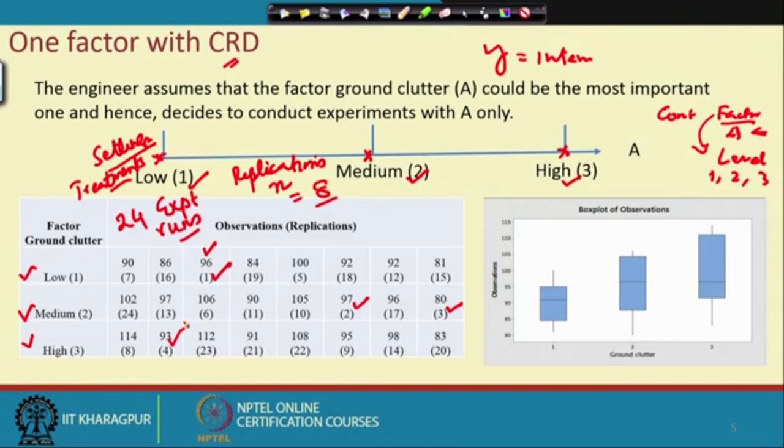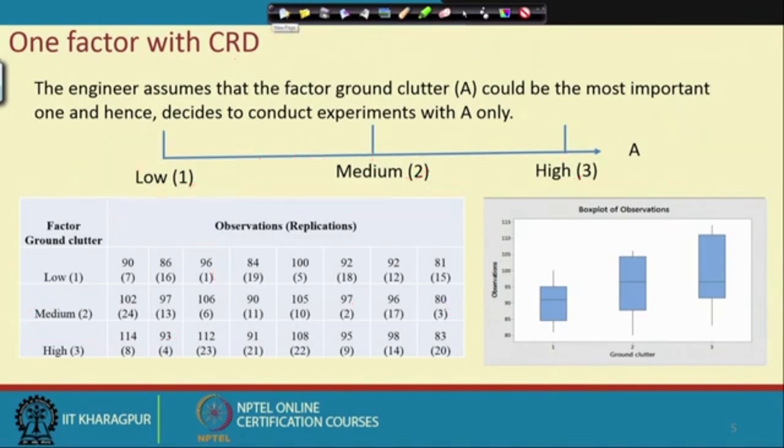And we assume that this kind of data we will get. Now, once you get this kind of data, then what happened? What is your aim here, objective here? You want to know that if you keep ground clutter at low level, medium level, high level, whether there is change in mean value of the response y.